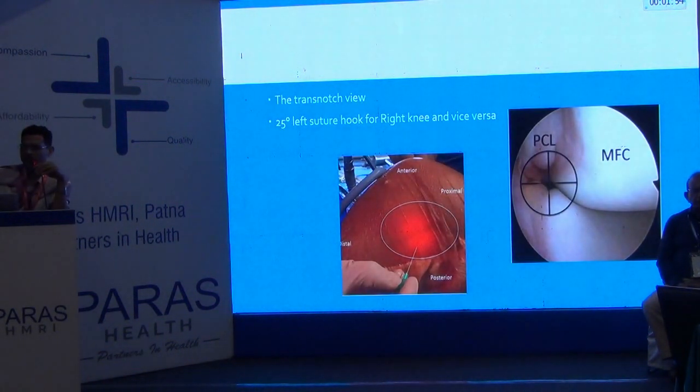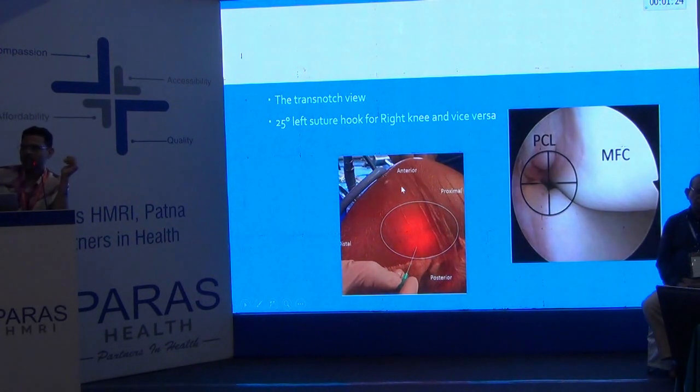The posterior medial portal is made by the transillumination sign, going posterior to the saphenous vessels. This is the trans-notch view: the medial femoral condyle, the PCL and the tibia. The scope is in our anterolateral portal, and through this we go behind the knee joint and see the posterior part of the knee.